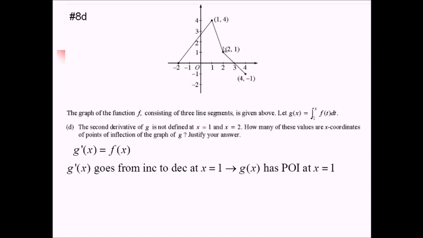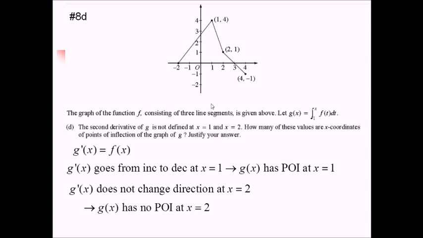Looking at x equals 2, this is going from decreasing to still decreasing. So g prime does not change direction at x equals 2. Therefore, there is no point of inflection at x equals 2. So how many of these are points of inflection? Well, just x equals 1.